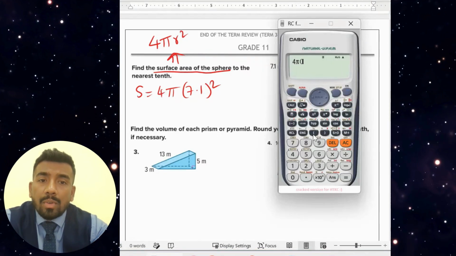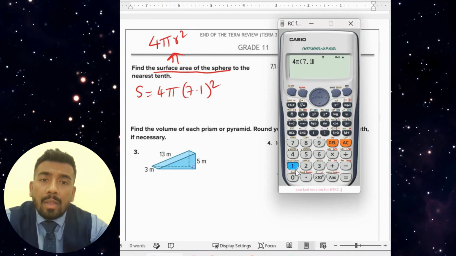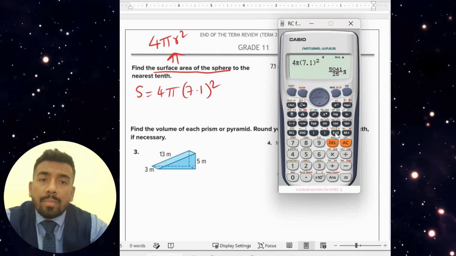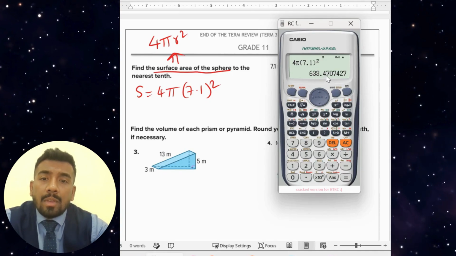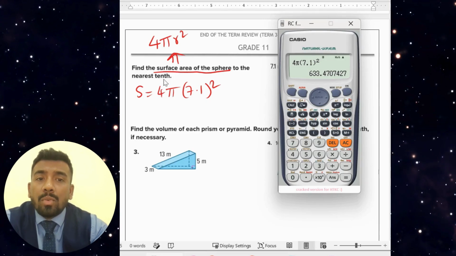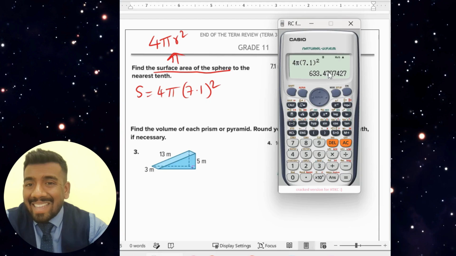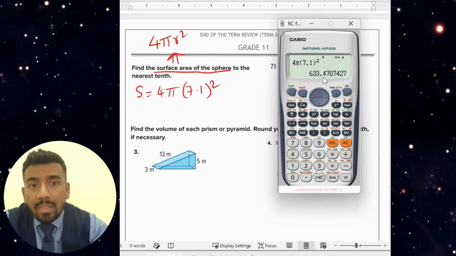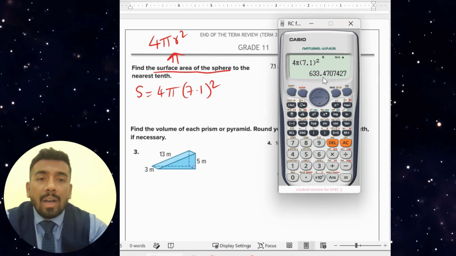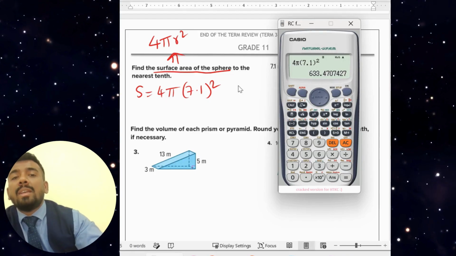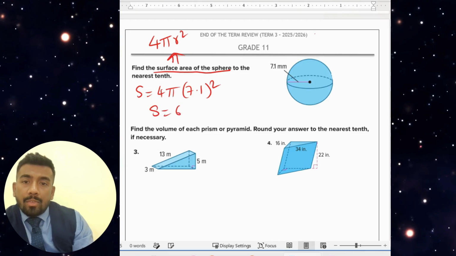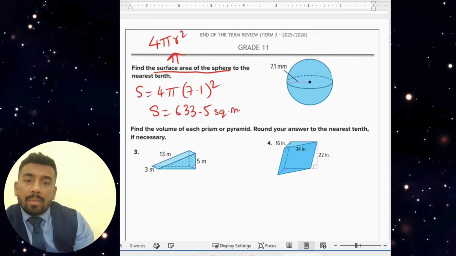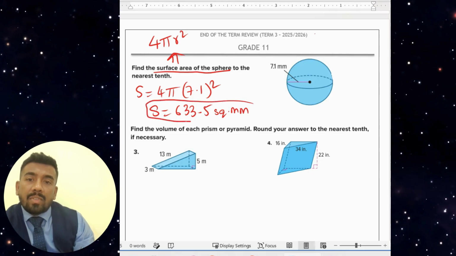So you have 4, you have pi, and you have bracket 7.1 square. That gives 633.47. But what do we want? Nearest tenth, so after the decimal point only one number. So we don't want this 7. When we cancel it, we round off and this 4 becomes 5. So we have 633.5 square millimeters. That's the surface area.